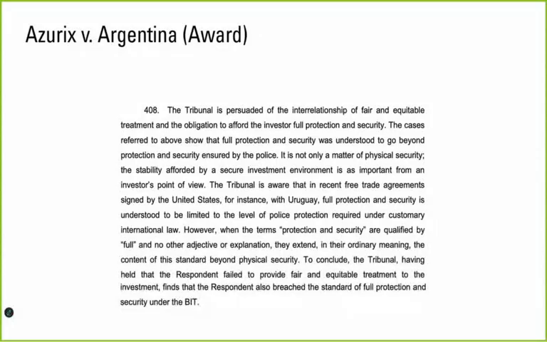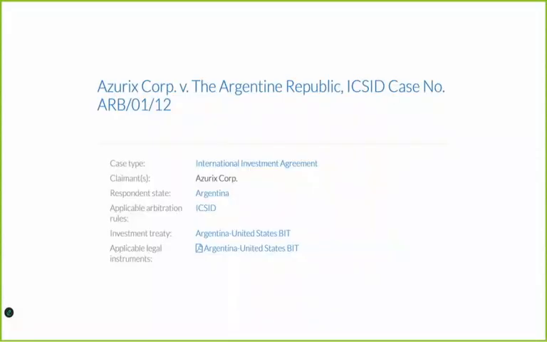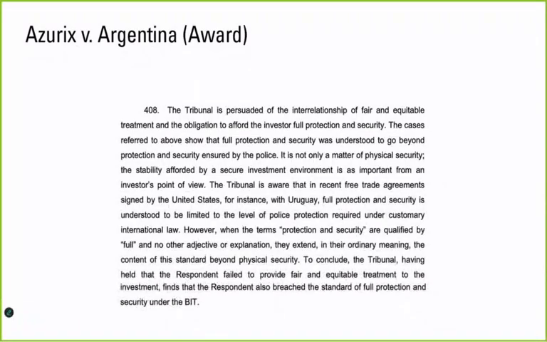So first of all, again, you have the treaty, Argentina-US BIT puts fair and equitable treatment and full protection and security together in the same provision. So that's already helpful for the tribunal to say there is an interrelationship between fair and equitable treatment and full protection and security. Then it tells you the cases referred to above, you don't have them, but it's only two, as if this is the normal jurisprudence, two cases. They show that full protection and security was understood to go beyond protection and security ensured by the police. So they cite two other cases where the tribunals found that it was not just about physical protection.